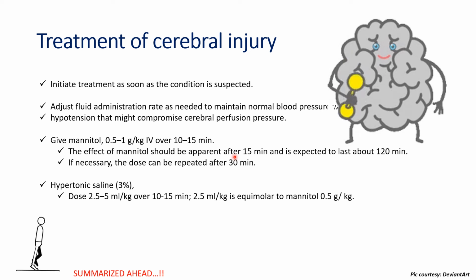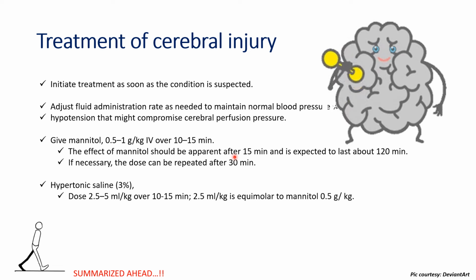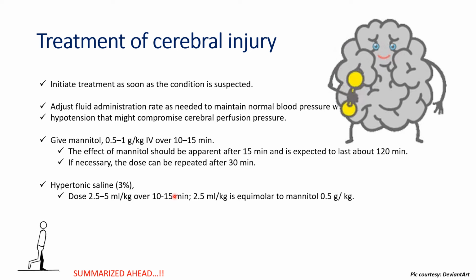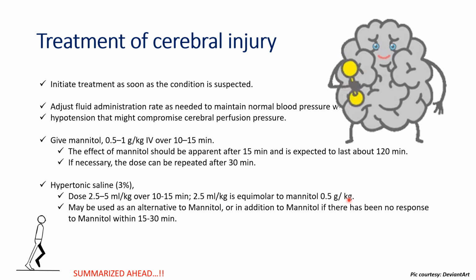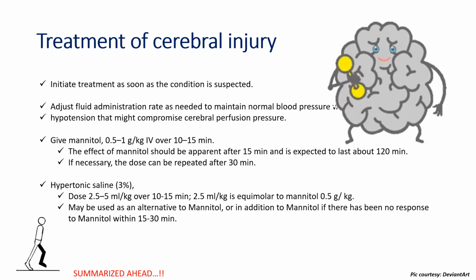Hypertonic saline, that is 3% saline, the dose is 2.5 to 5 ml per kg, given over 10 to 15 minutes. 2.5 ml per kg of 3% saline is equimolar to 0.5 gram per kg of mannitol, and it may be used as an alternative to mannitol or in addition to mannitol if there has been no response to mannitol within 15 to 30 minutes.